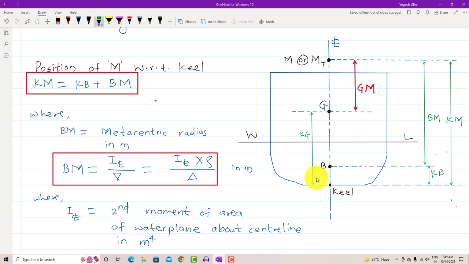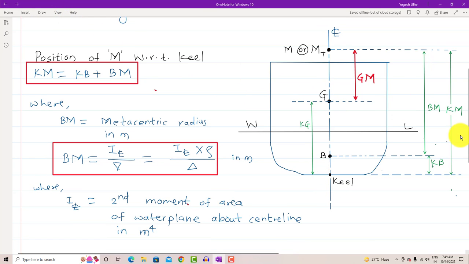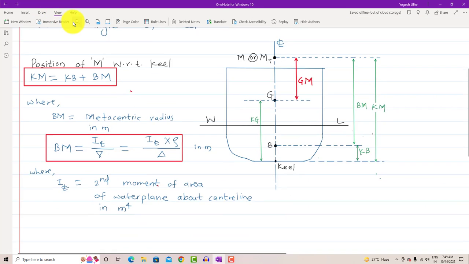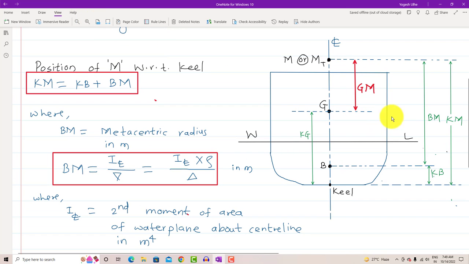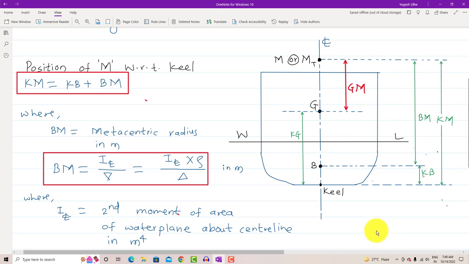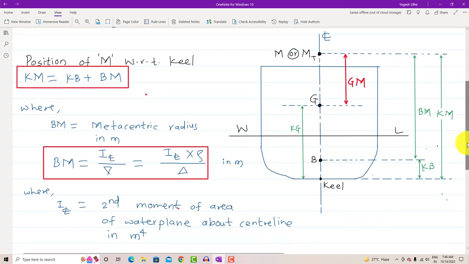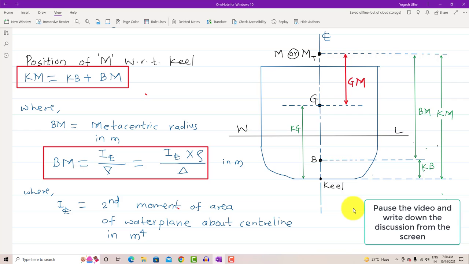So before going further, guys, what you have to do? Try to draw this figure. First of all, draw the drawing properly, showing all the things carefully, and then write down this discussion about M, guys. Please everyone, complete this discussion from the screen.